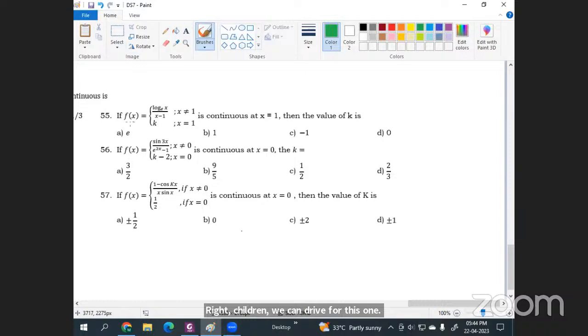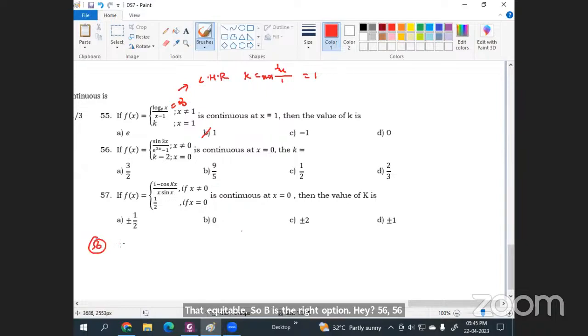Limit f of x equal to log x by x minus 1 is continuous at x equal to 1, then the value of k. So you are getting 0 by 0. Apply L'Hopital rule. So k equal to log x derivative is 1 by x, x derivative is 1, and x tends to 1. That equal to 1. So B is the right option. And next, 56.